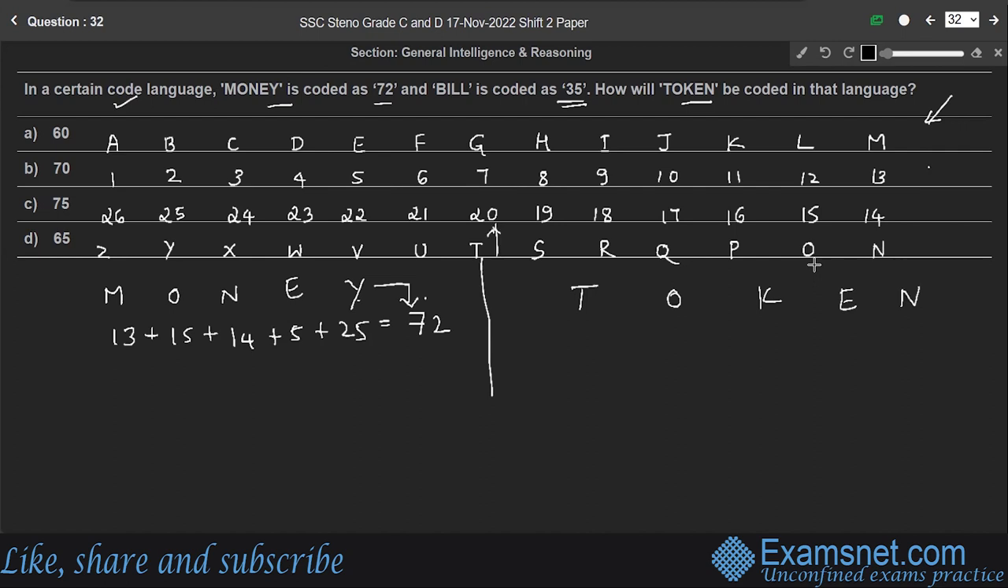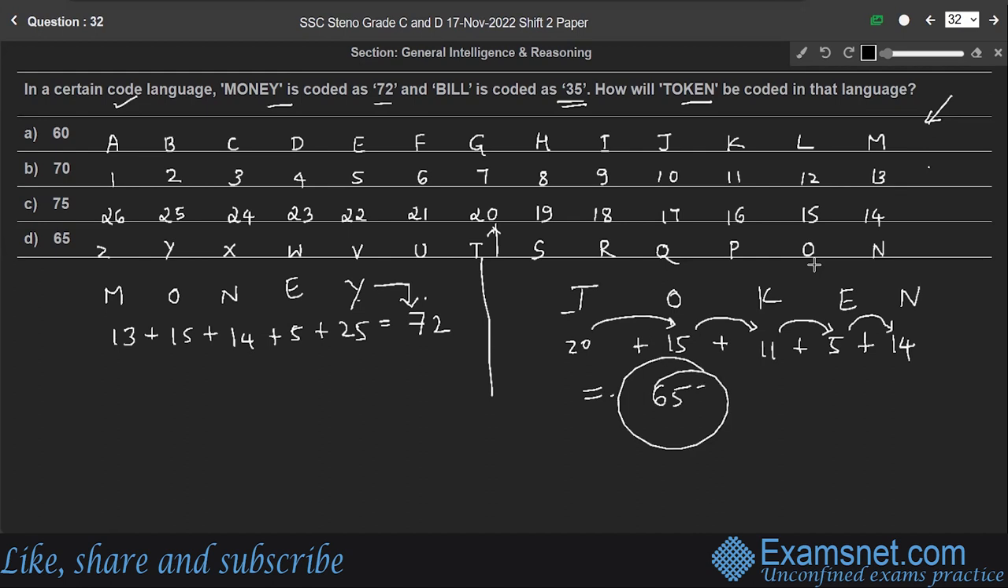T's positional value is 20, right? O's positional value is 15. Plus K is 11, E is 5, and N's positional value is 14, right? So it gives you 20 plus 15, 35, 45, 46, 51, 65. Therefore, token will be coded as 65, option D.